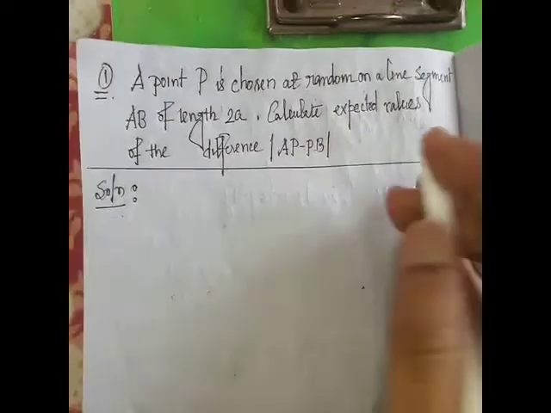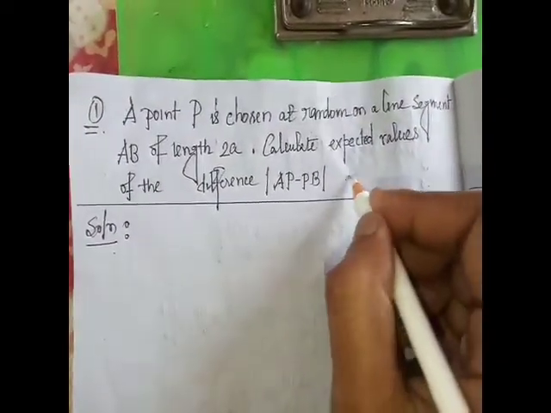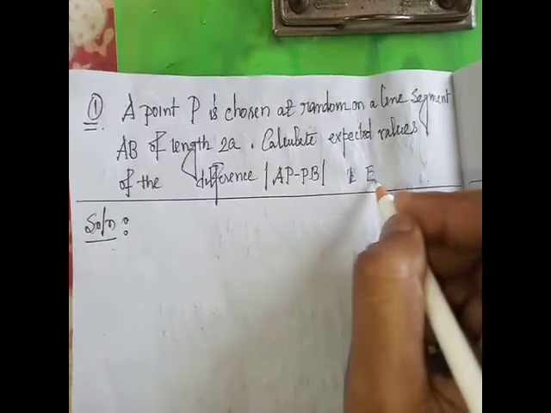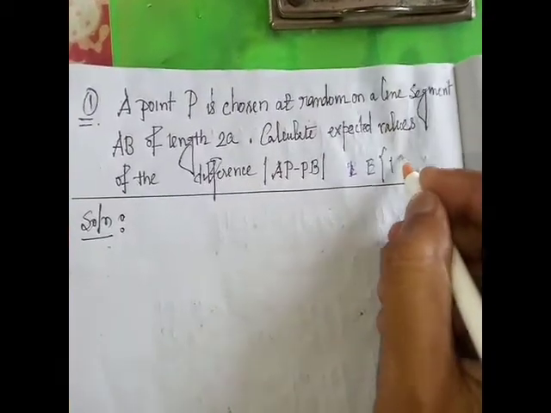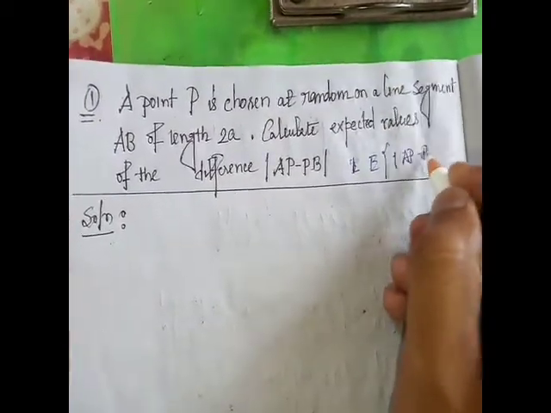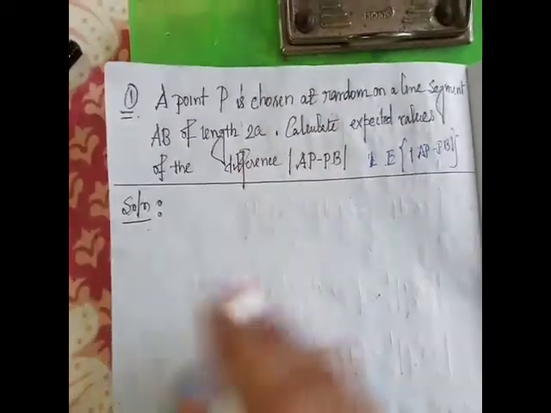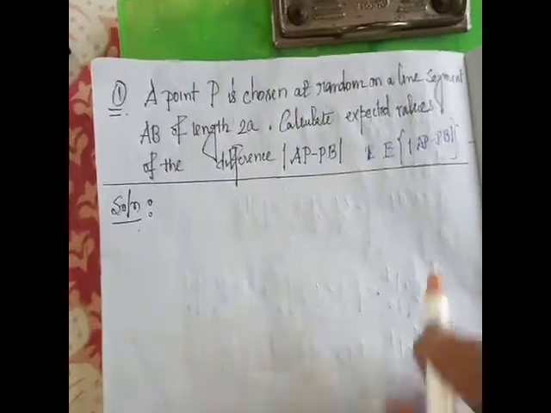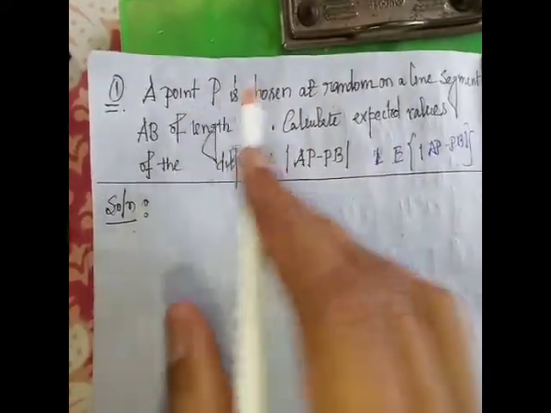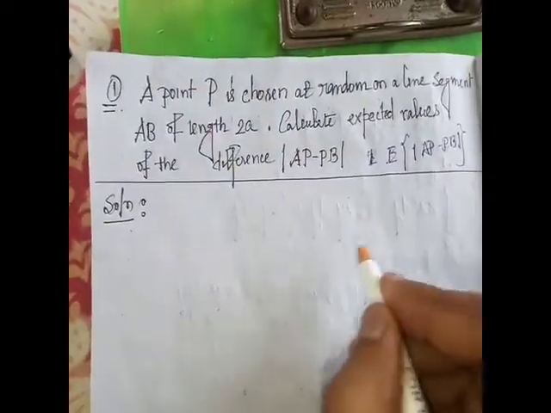So we find the expectation of mod of AP minus PB. Expected value means expectation. Solution: let us draw a figure. P is chosen on a line segment AB.